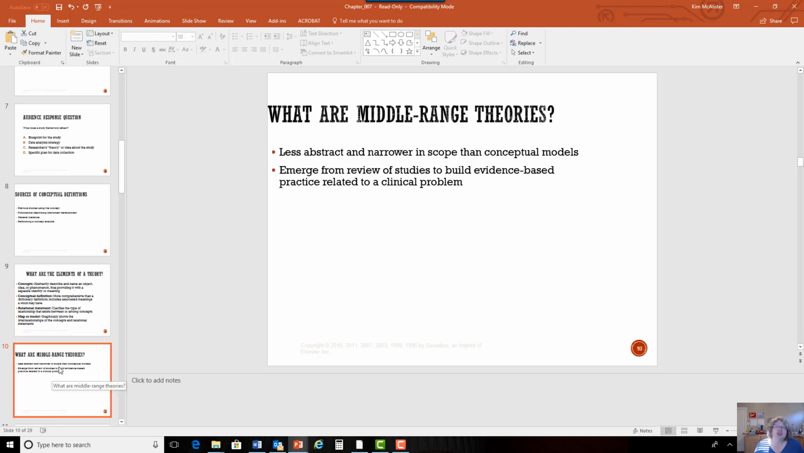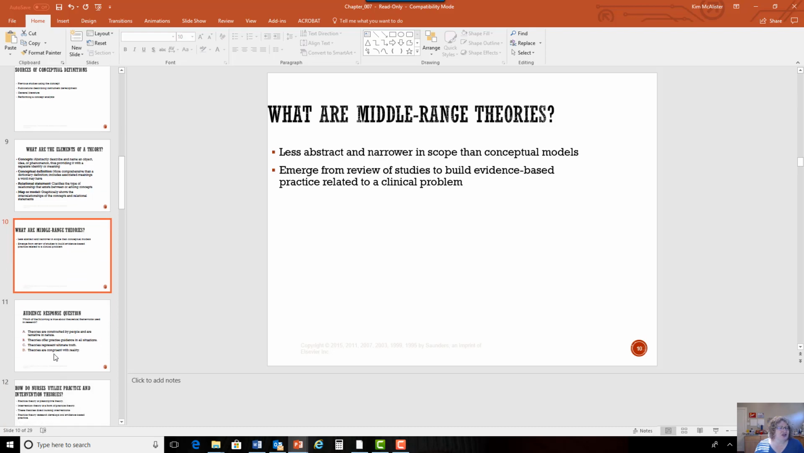A mid-range theory is going to be less abstract than saying something such as caring or self-care or adaptation. And these can sometimes be developed through studies, such as a qualitative study, where you're looking at discovering themes. This will help you build that mid-range theory.